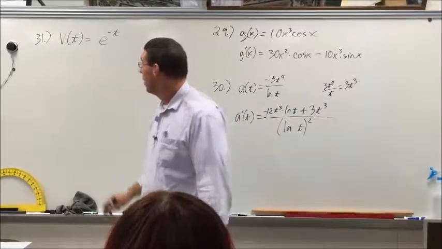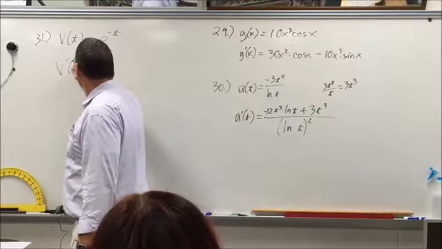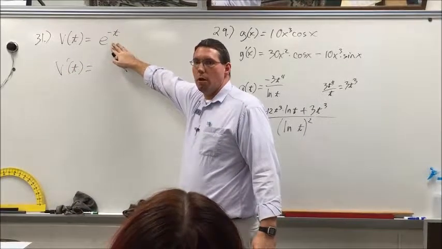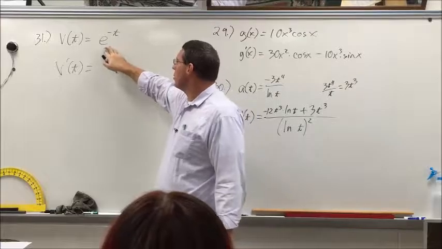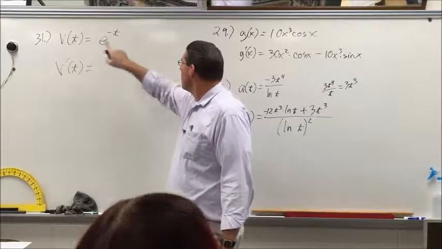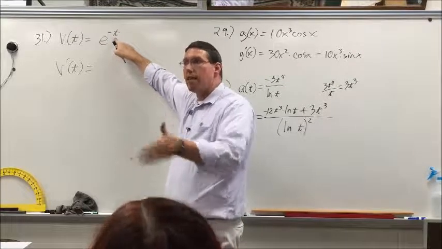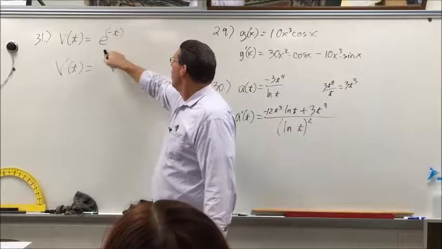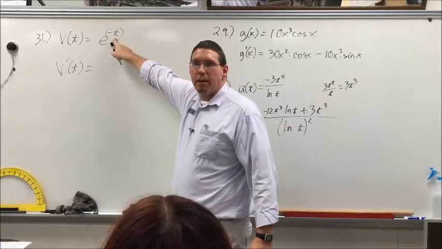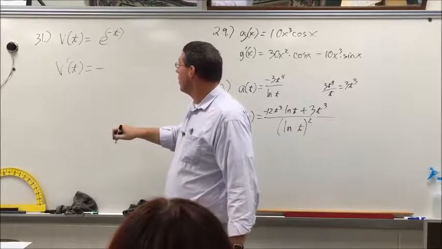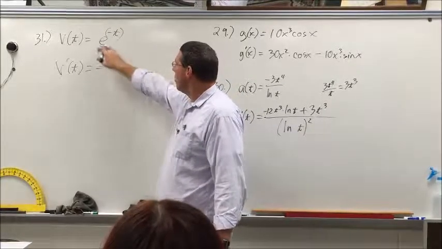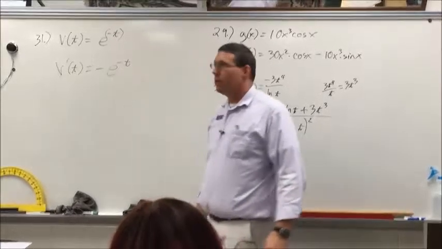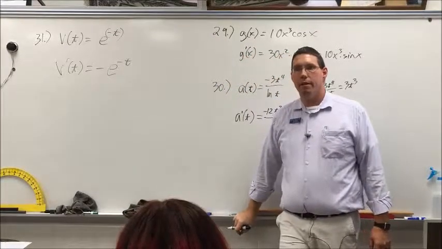Yes, what do you got? I have a negative e to the negative t. That is correct. Because what's going on here, folks, is this is a chain rule. Some people don't think of it as a chain rule. They think it's just e to the negative t. But remember, this is not just t. It's negative t, so we need the chain rule. What's the derivative of negative t? Negative 1. So negative 1 times the derivative of the outside is e with the inside unchanged, e to the negative t. Negative e to the negative t.